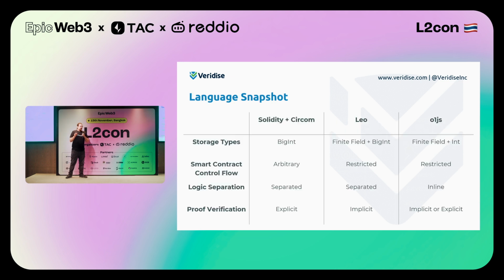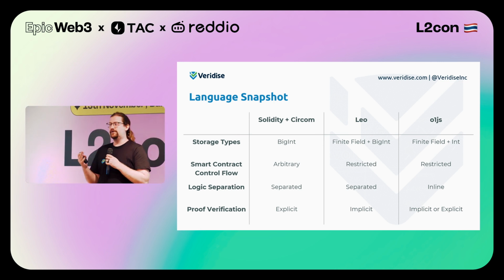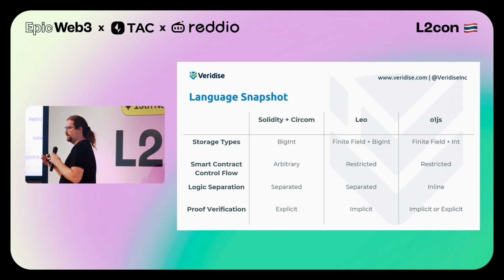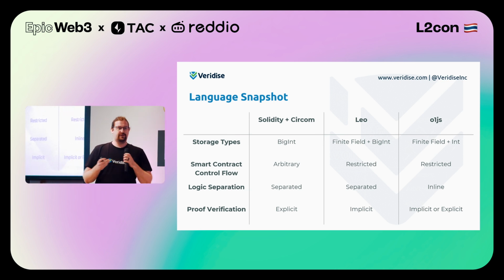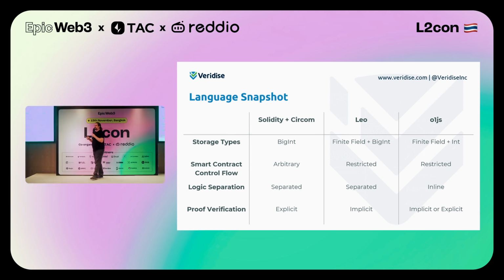And so what I'm going to be talking about today is common vulnerabilities that we see when these types of technologies interact. In order to show you that it's common across different ecosystems, different ways of interacting with ZK and smart contracts, I'm going to look at a couple of different languages. Specifically, we're going to be looking at Solidity and Circom, Leo, and O1.js. And we can create a table based off of how they implement some of these properties that we saw previously.